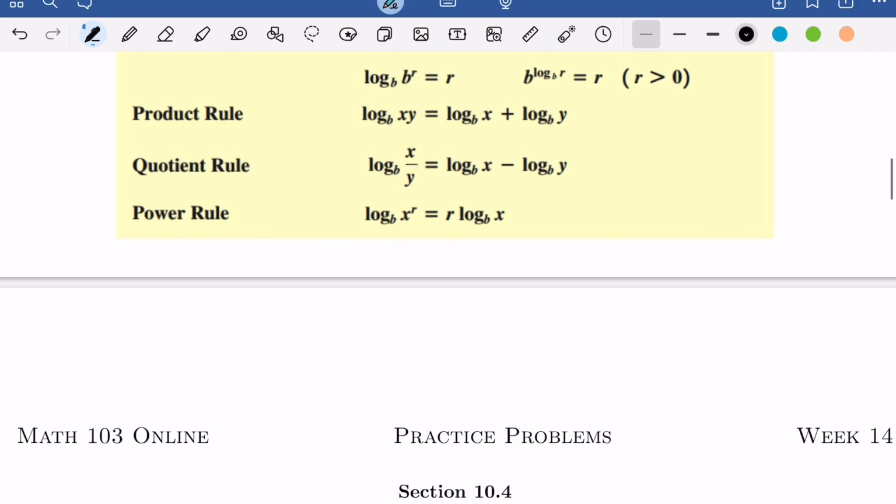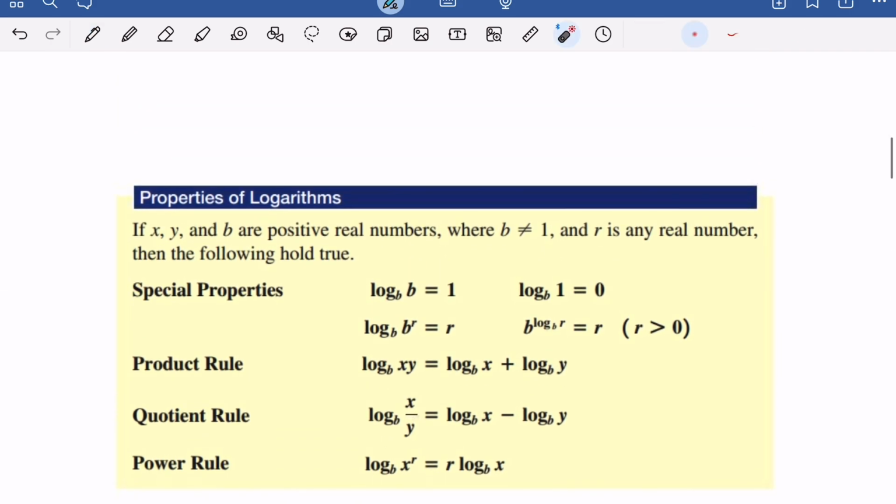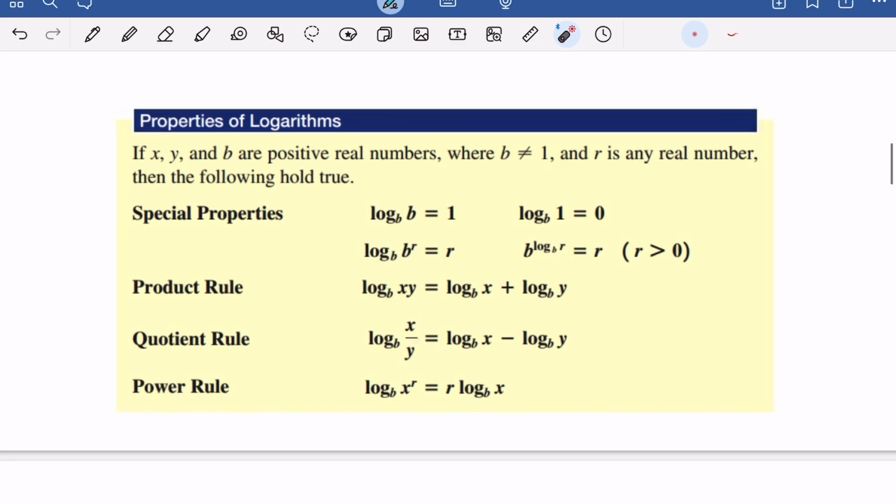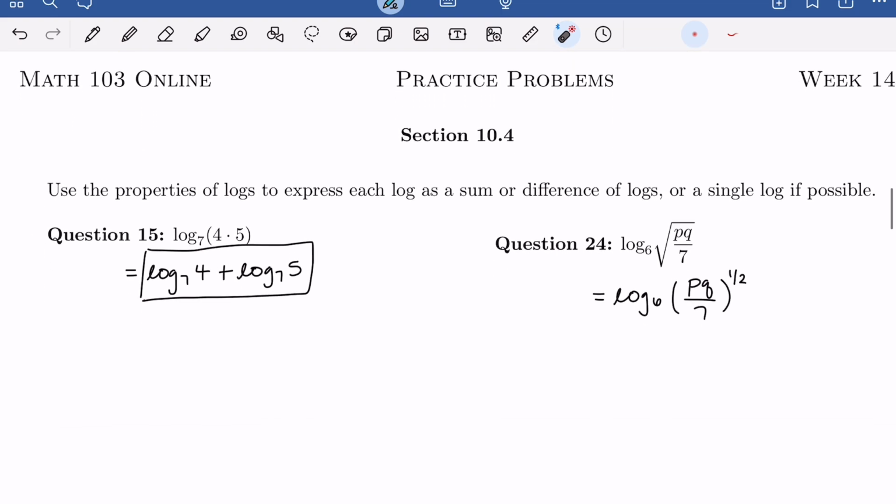Going back to our list of the properties of logs, we have what's called the power rule. It says that if we have log base b of x to the r, this can be written with the r coming down in front of our log expression. We can do the same thing here and rewrite this as the following. We're going to have 1/2 in front of our log expression.